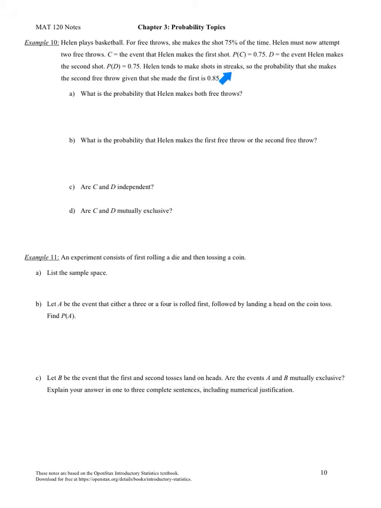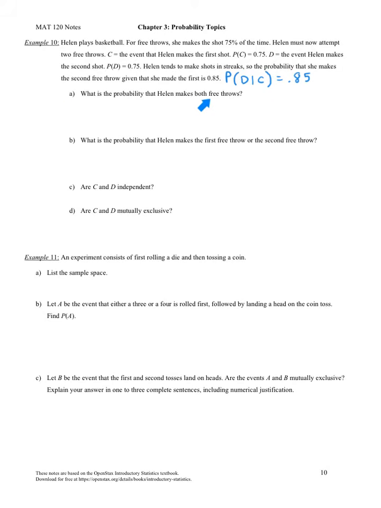Helen makes her shots in streaks. So the probability that she makes the second free throw, given that she made the first, is 0.85. Please remember how we would write that, like so. Let's go ahead and read part A.